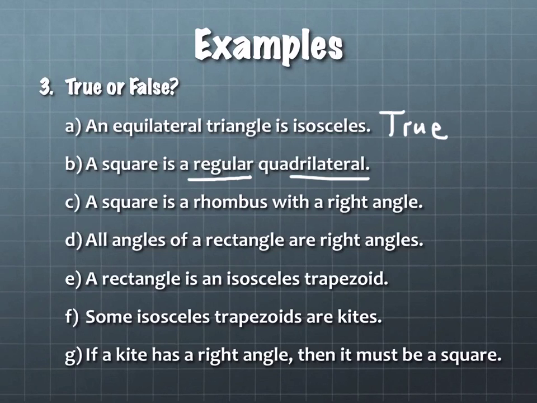Okay, equiangular and equilateral. Is a square equiangular? Yes, 4 right angles. Is it equilateral? Yes. So is it regular? Yes. So is a square a regular quadrilateral? Yes, it is. So this one's true.